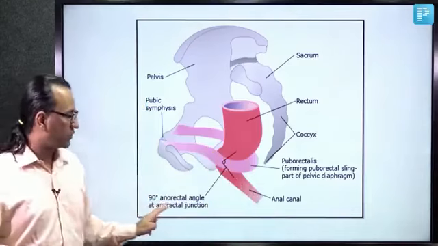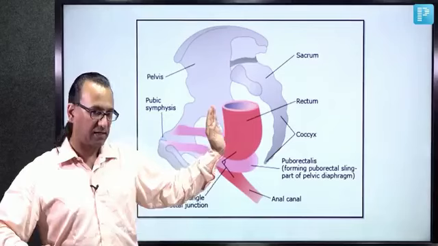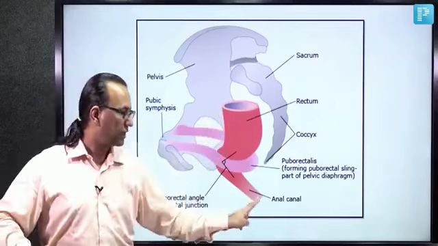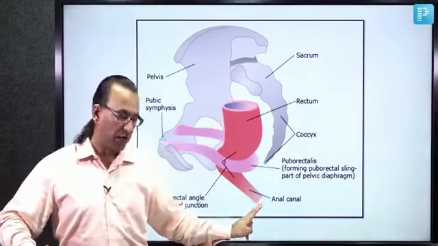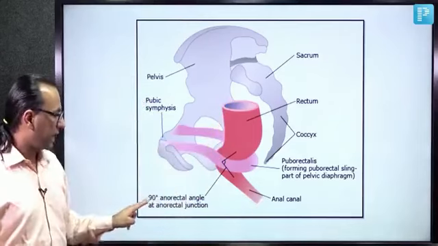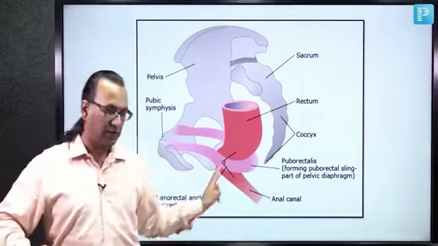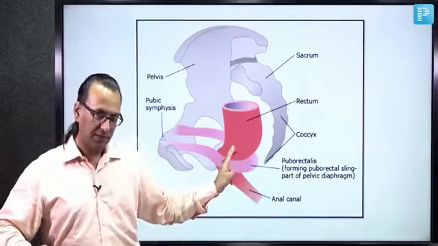As it approaches 120 degrees, you will find that there is a tendency of the fecal matter from the rectum to enter the anal canal, and defecation can begin. So it is better to keep them as close as possible to 90 degrees for fecal continence.